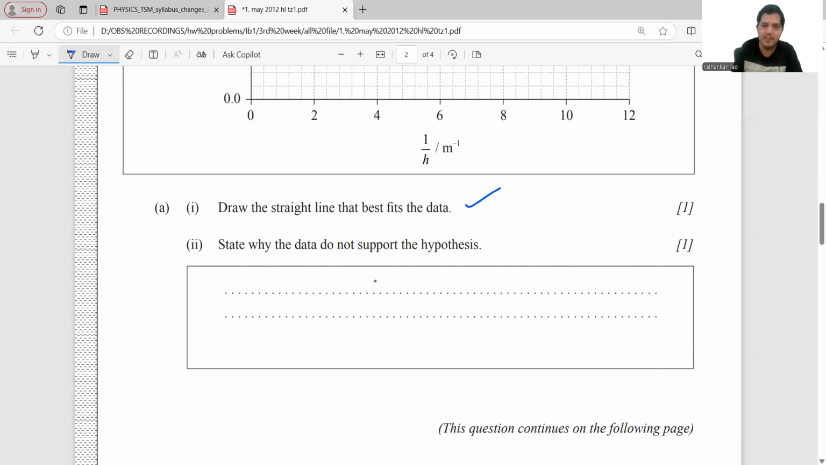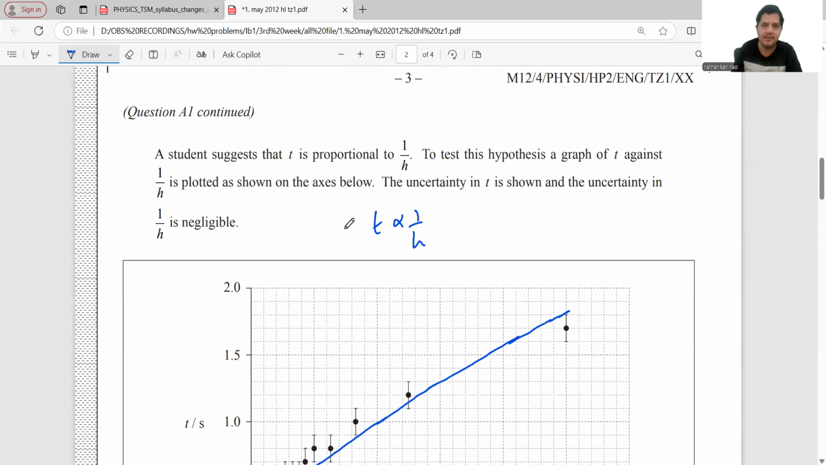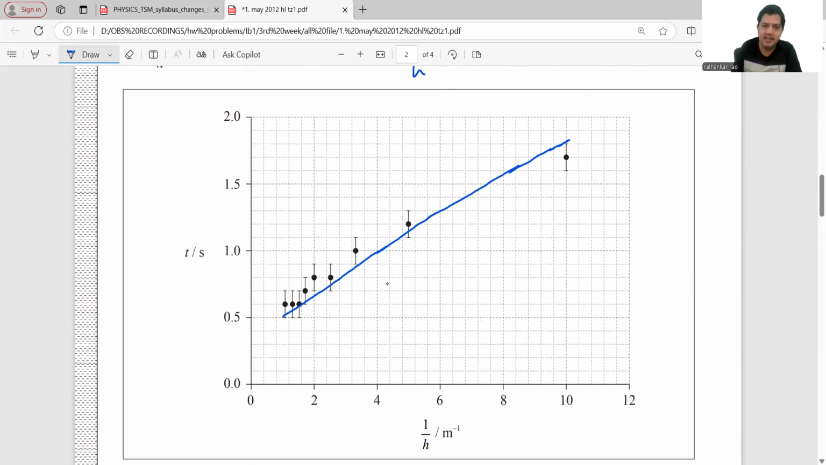State why the data does not support the hypothesis. Now, what's the hypothesis? The hypothesis says that t is directly proportional to 1 by h. In the video also I told you, whenever you use the term proportional, it means that the line should pass through the origin. This is what you need to find out. Does the line pass through the origin? However you draw the line over here, it will never pass through the origin. It will always have an intercept over here.